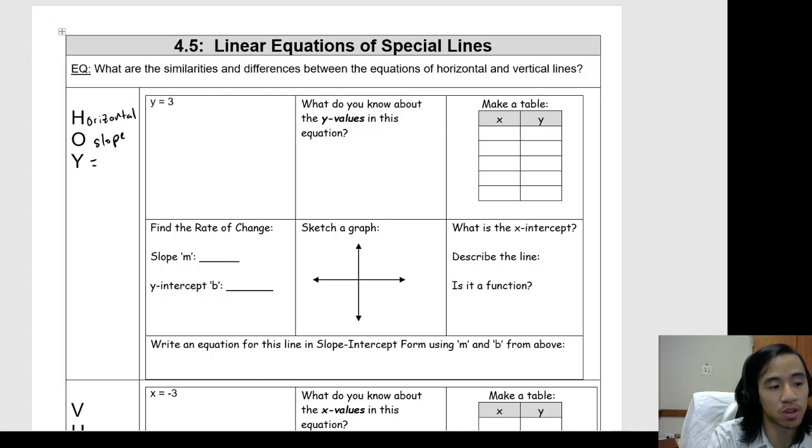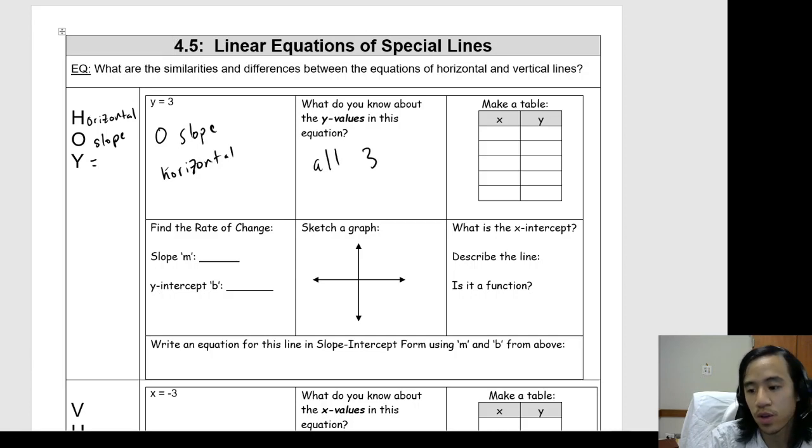So we have y equals 3. We know that this will have 0 slope, and this is horizontal. What do we know about the y values in this equation? Well, they're all 3. In this table, we could have negative 100, negative 5, 0, 1, 20. Any x value, don't get caught up in these specific ones, the y value is always going to be 3.